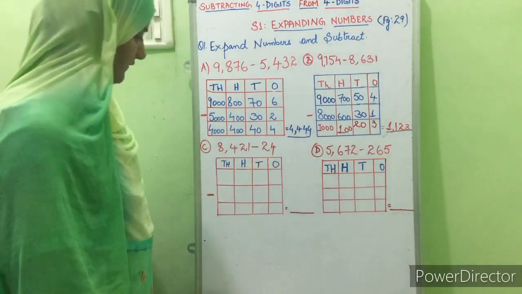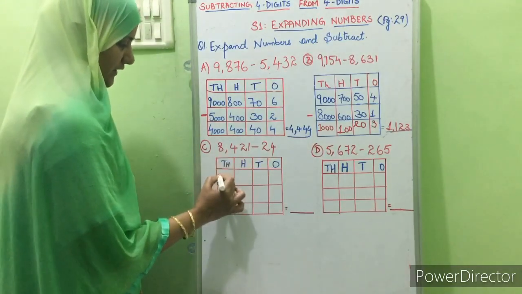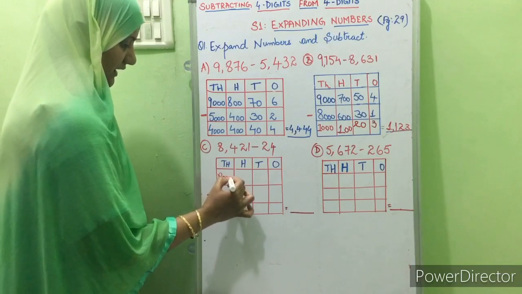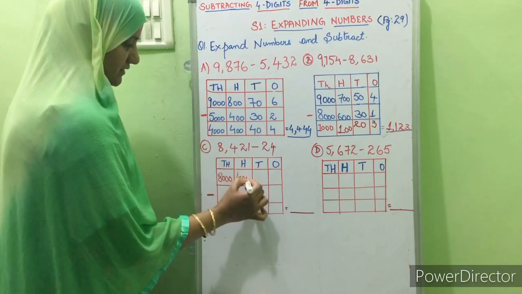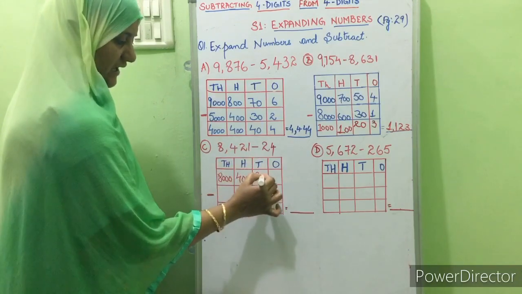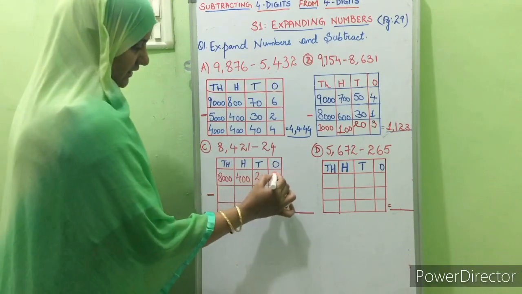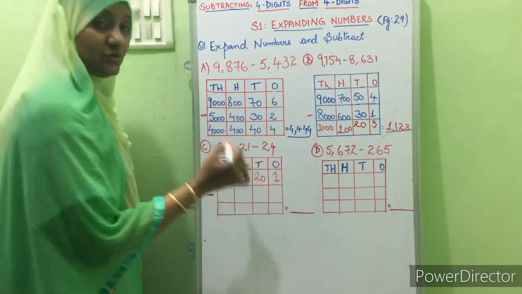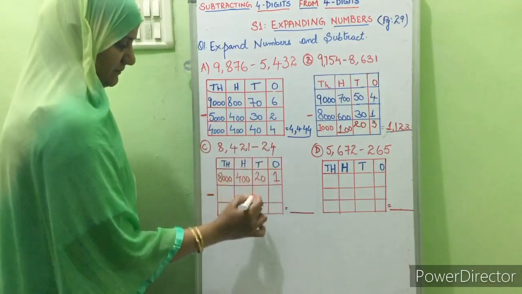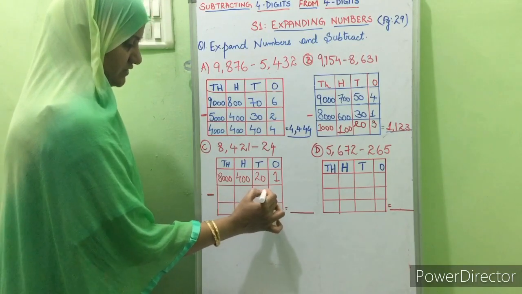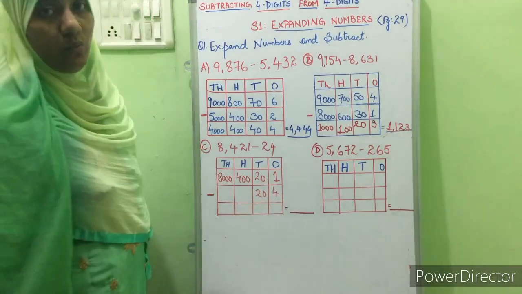Now let us solve this question. How many blocks of 8 thousands? 8 blocks of 1,000, 4 blocks of 100, 2 blocks of 10, and 1 ones. Now the number to be subtracted, 2 towers of 10 and 4 ones.